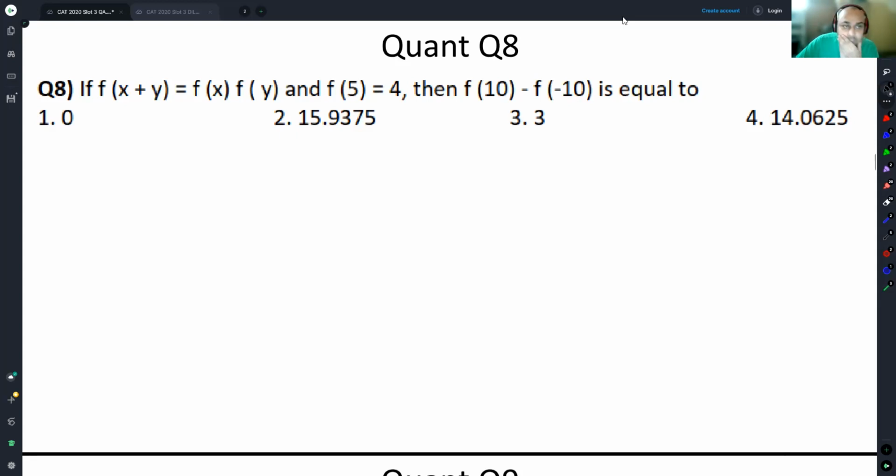Okay. If f(x plus y) is equal to f(x) into f(y) and f(5) is equal to 4, then find f(10) and f(minus 10). Okay. I have to figure out some way to calculate f(10). That is simple enough. f(10) will be equal to f(5 plus 5), or f(5) into f(5). So this is 16. This should be simple enough. Now I need f of minus 10.